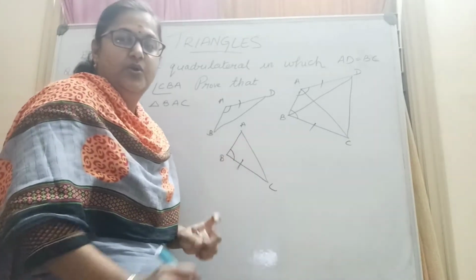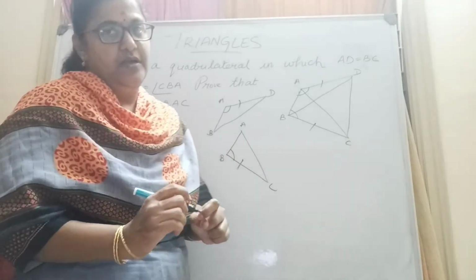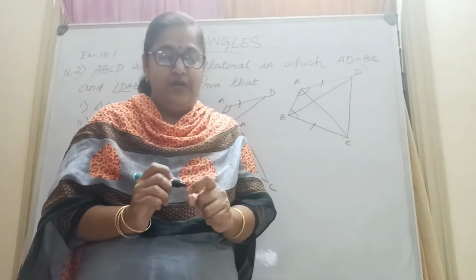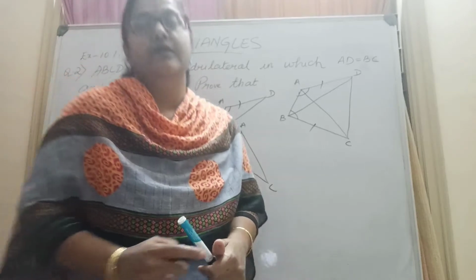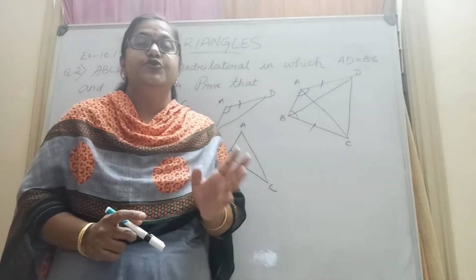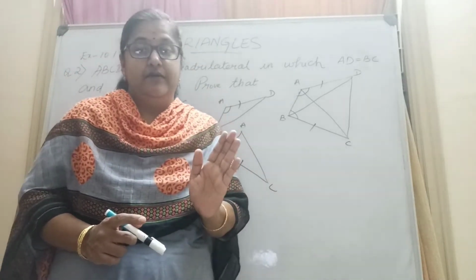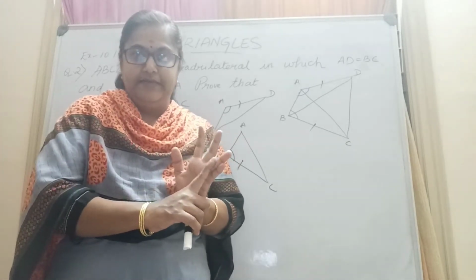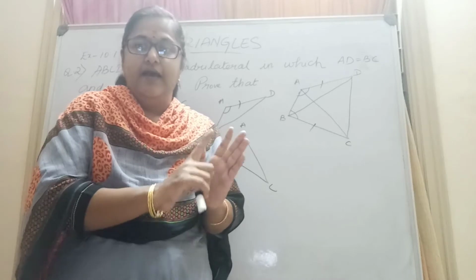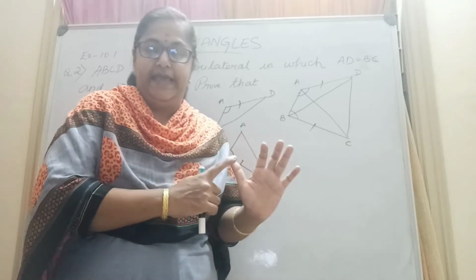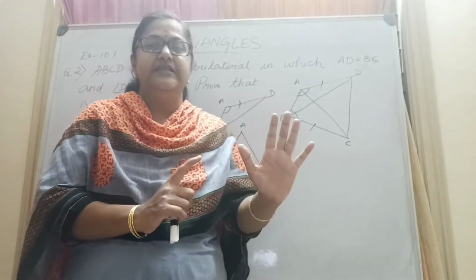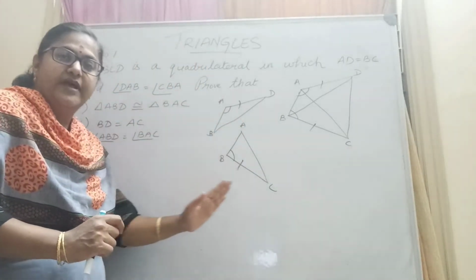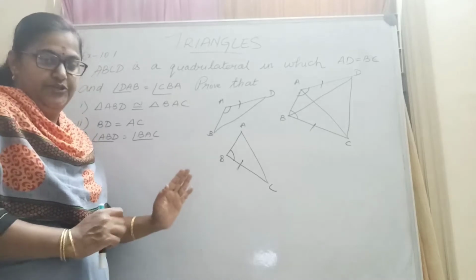Now, based on the criteria which you have learned, just recall them. How many criteria did you learn? The criteria which you have learned are 5: ASA, SAS, SSS, RHS and AAS. Okay. All these are the 5 criteria that you have learned. Using one of these, we are going to prove that these two triangles are congruent to each other.